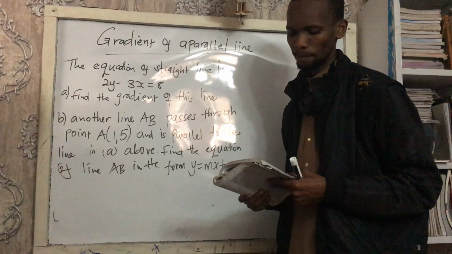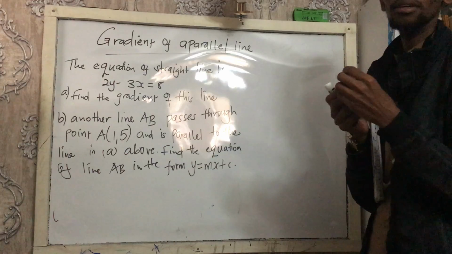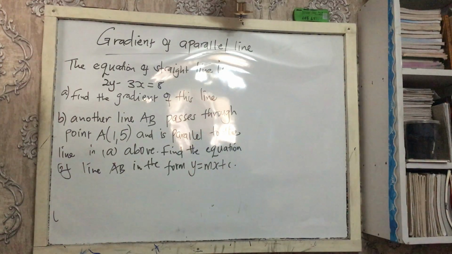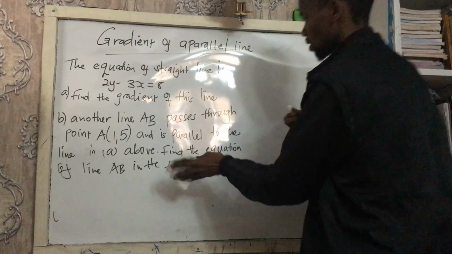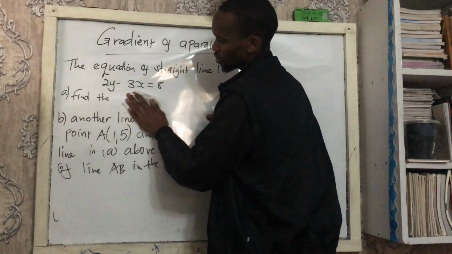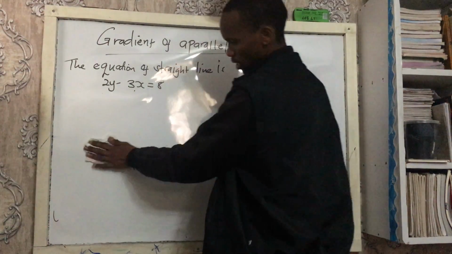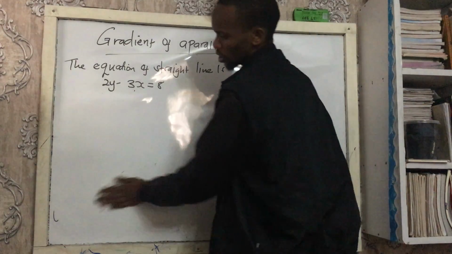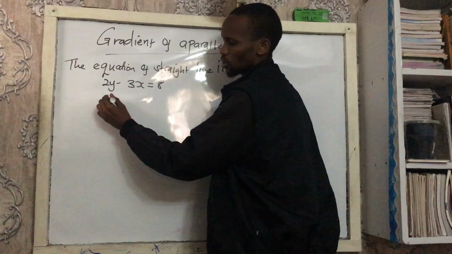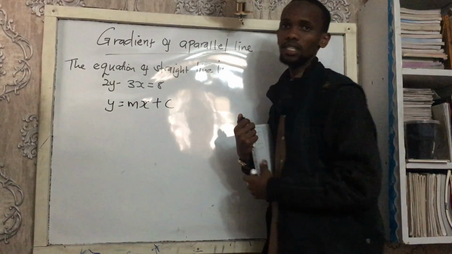Now we need to write our equation in the form of y is equal to mx plus c to get its gradient, because as it is looking right now, it is not in the form of y equals mx plus c. So we need to change it into y equals mx plus c form, so that we can get the gradient very fast by just reading m.